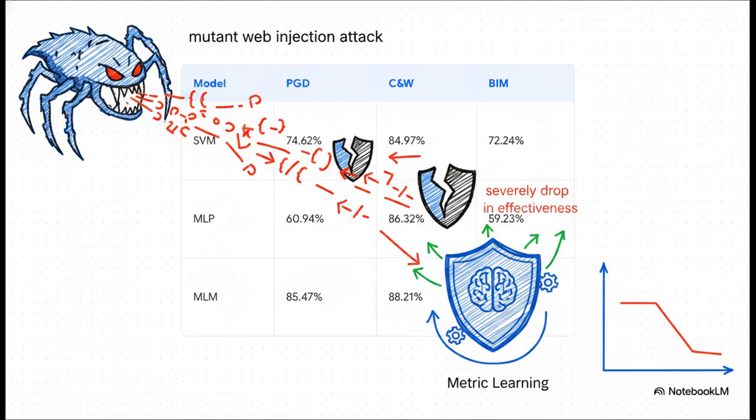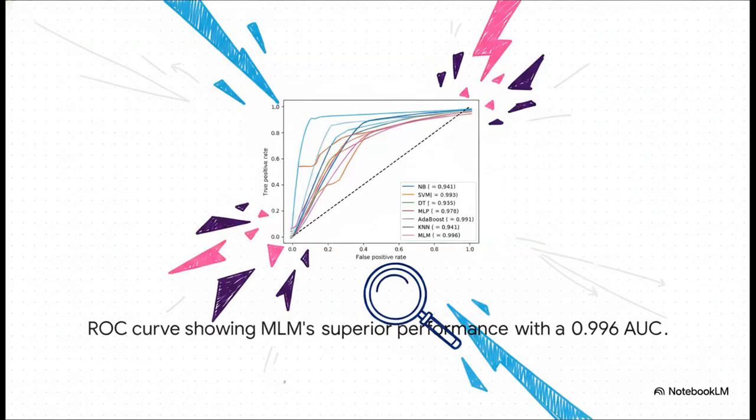But the crucial point here is our proposed metric learning model, the MLM, highlighted at the bottom. It maintains a highly robust 82 to 88% detection rate across the board. It just refuses to break under pressure. And this brilliantly illustrates the model's absolute superiority.